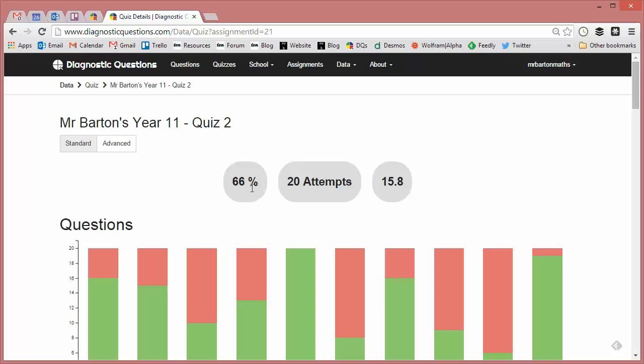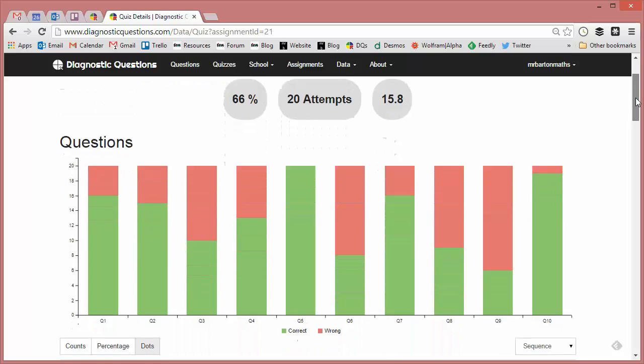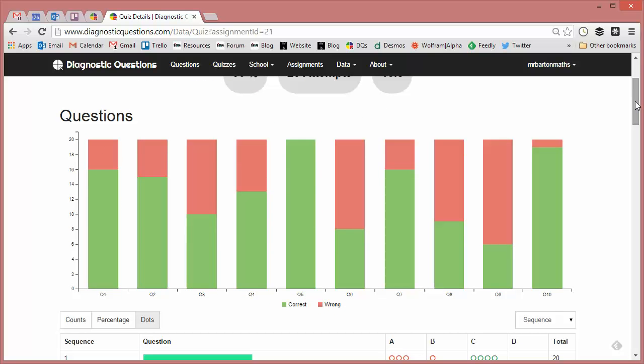Here it comes now. First, it gives us a headline figure to say that the average score across this quiz for my class was 66%. There were 20 attempts, and the average age of someone completing this quiz, because it's my Year 11s, is 15.8. And then I get a lovely little visual graphic here that shows me each of the questions and the performance of my students. And straight away, a number sticking out at me here. Question 6, 8 got it right and 12 got it wrong. Question 9, 6 got it right, 14 got it wrong.